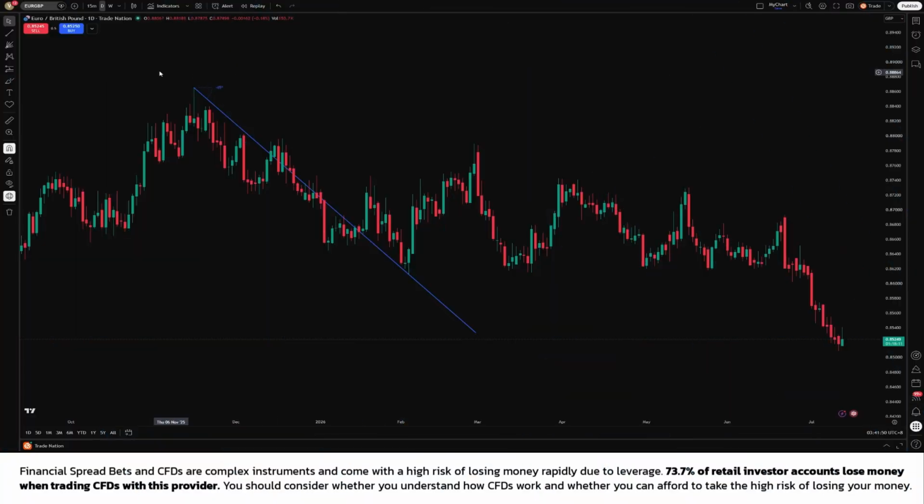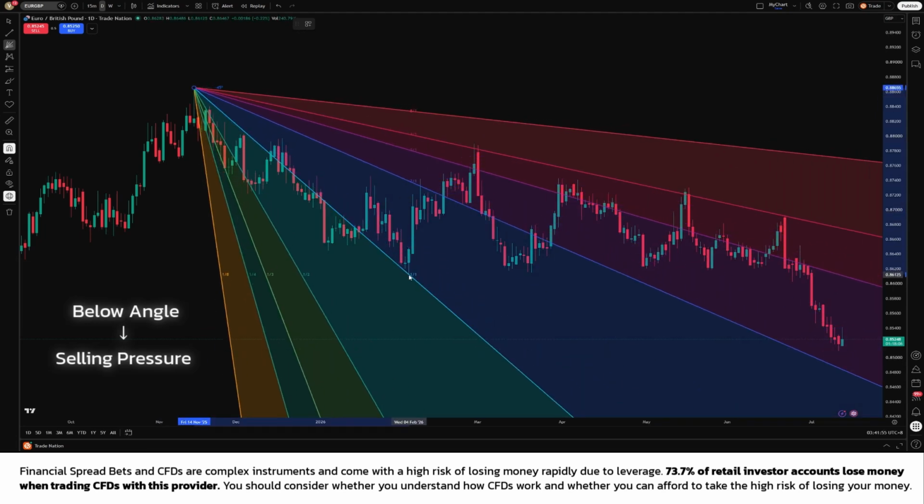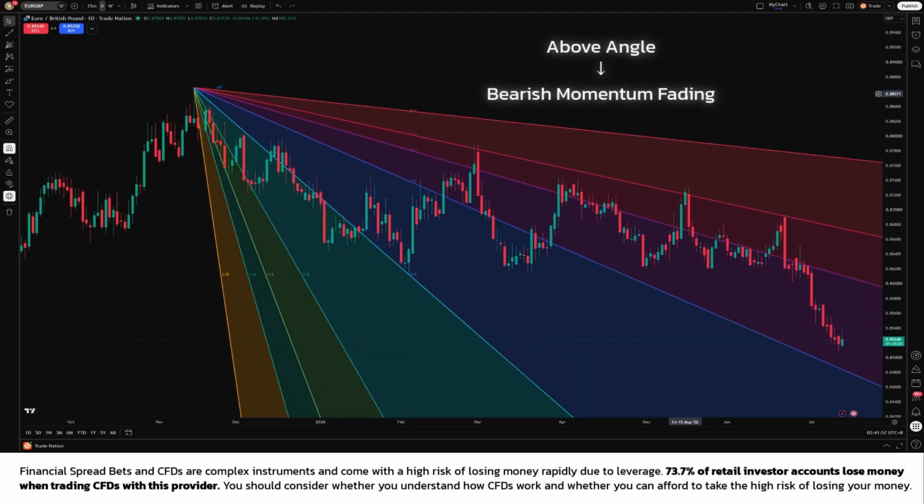In a downtrend, the same principles apply in reverse. Holding below descending angles suggests continued selling pressure, while a move back above an angle may indicate that bearish momentum is fading.